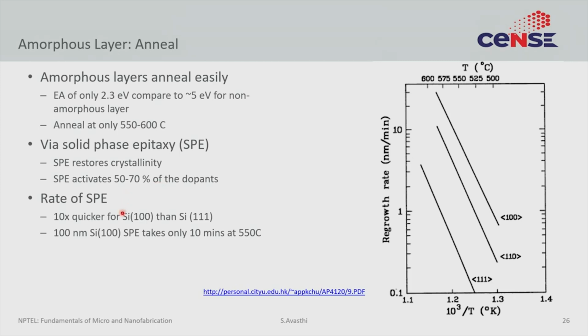And this rate of SPE is very high, and in fact it is higher for silicon 100 than it is for silicon 111, and that is sort of easy to understand. Even during crystal growth, I had commented upon why certain facets of crystal grow more easily than others. So, this regrowth temperature also follows that trend. And if you do the numbers, to do around 100 nanometers of solid phase epitaxy, it only takes around 10 minutes at 550 C, which is not a lot. So, at relatively mild conditions, this formation of this amorphous layer can completely be recouped, which is very, very important.